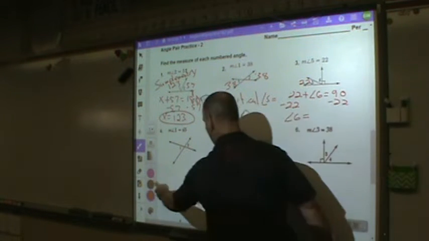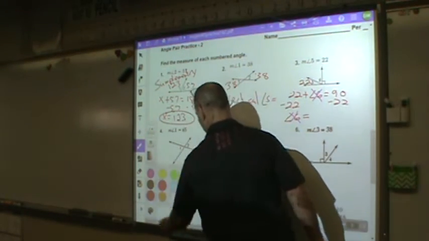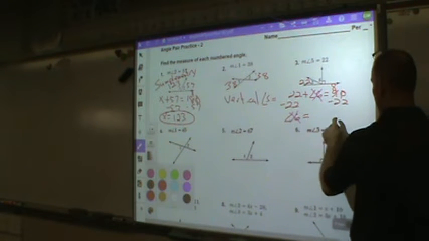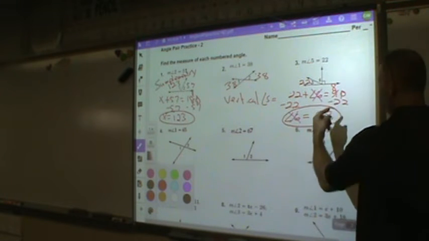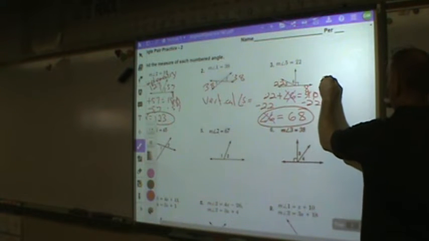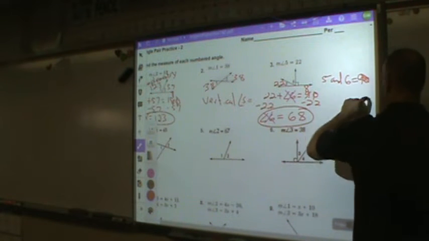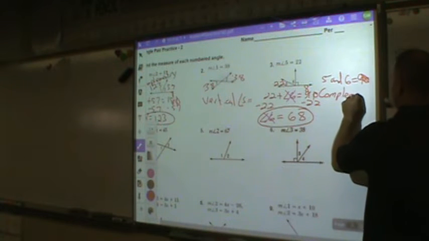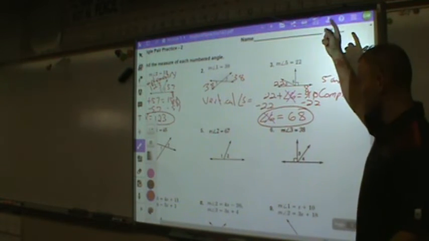Again, you could use a variable. I could use x if you want, doesn't matter. My variable is equal to, 10 from 20 is 8, 68. Now, what is the relationship between 5 and 6? Because that's really what I did. 5 and 6 equal 90 degrees. I would say 5 and 6 are complementary. Again, further reinforce what we learned about complementary and supplementary angles.